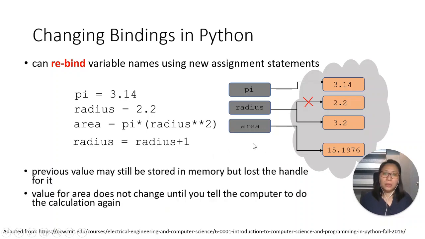And then also take note that the variable name area still binds to 15.1976 even if we change the value for radius here. The value for area does not change until we tell the computer to do the calculation again.